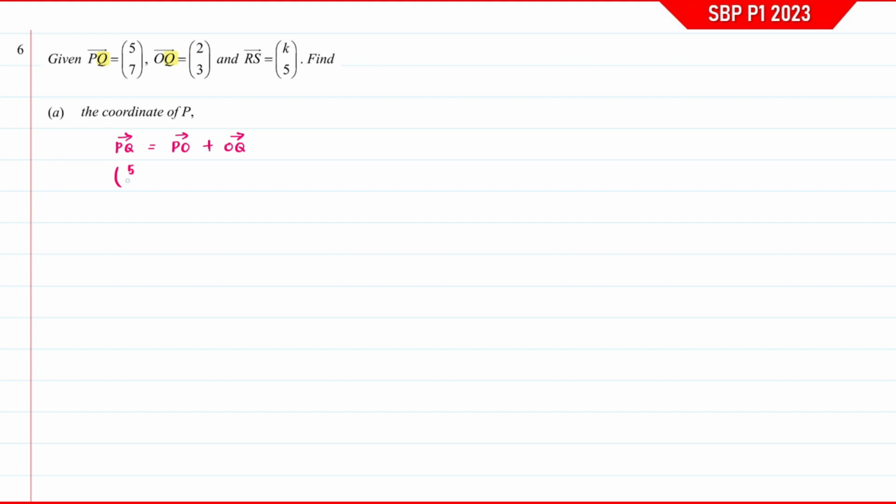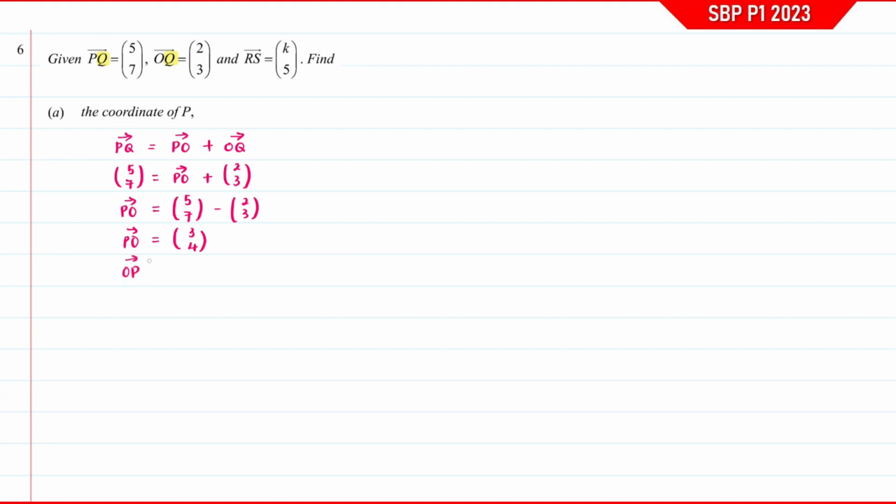So PQ is (5, 7). PO we don't know, and OQ is (2, 3). Therefore, vector PO is equal to (5, 7) minus (2, 3). So vector PO is equal to (3, 4). To find the coordinate P, we're going to use the vector OP, as this means the point moves from the origin toward the point P.